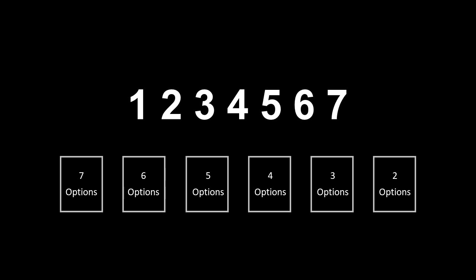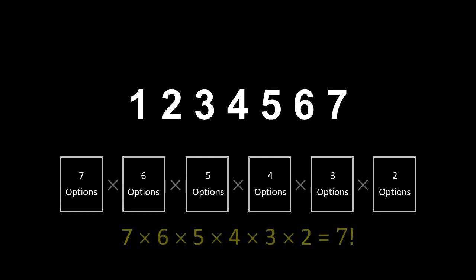The answer to this question will be the multiplication of all these possibilities. So we'll have 7 into 6 into 5 into 4 into 3 into 2, which is 7 factorial. Note that 1 has to be multiplied to get 7 factorial, but multiplying by 1 will not change the answer. So this is the 7 factorial answer.